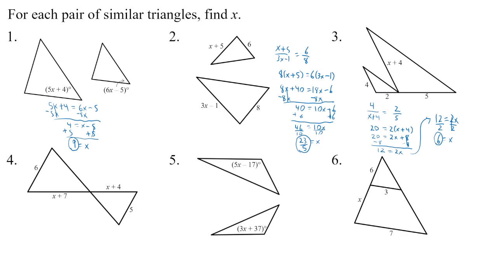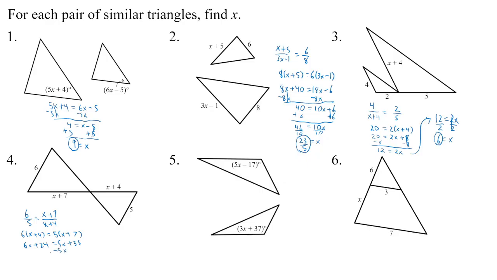Let's look at number 4. They're similar, meaning that 6 over 5 equal x plus 7 over x plus 4. We cross multiply, we get 6 times x plus 4 equal 5 times x plus 7. Distributive property, we get 6x plus 24 equal 5x plus 35.